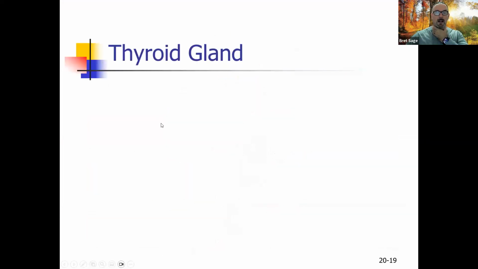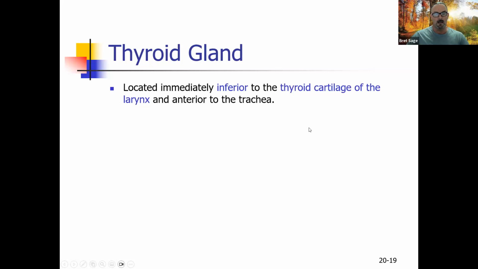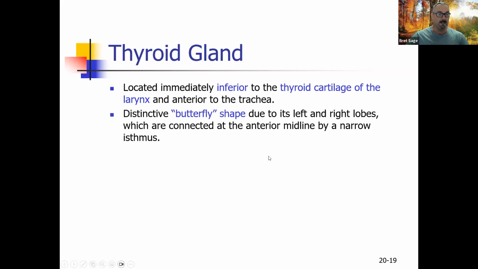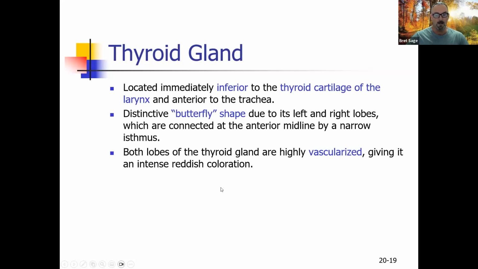Thyroid gland, located right here in your neck, located immediately inferior to the thyroid cartilage of the larynx and anterior to the trachea. It has a distinctive butterfly shape due to its left and right lobes, which are connected at the anterior midline by a narrow isthmus. Both lobes of the thyroid gland are highly vascularized, meaning lots of blood vessels, giving it a reddish color.